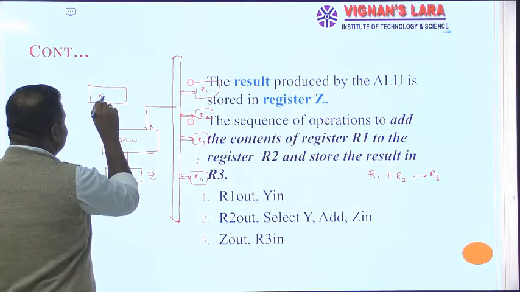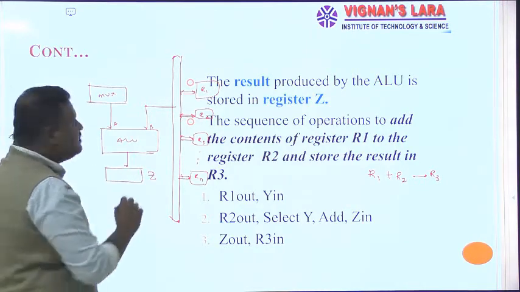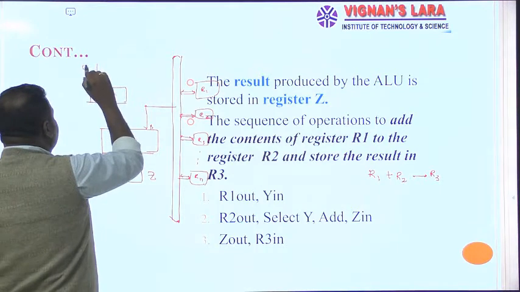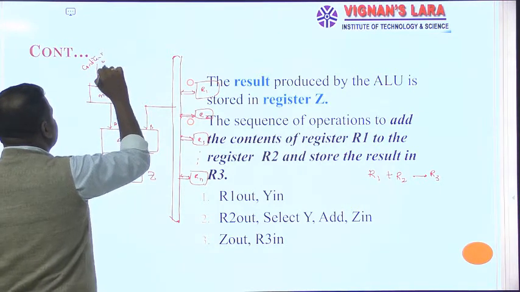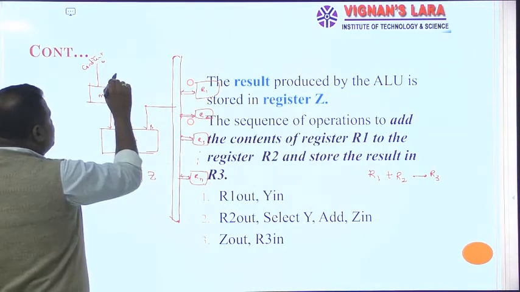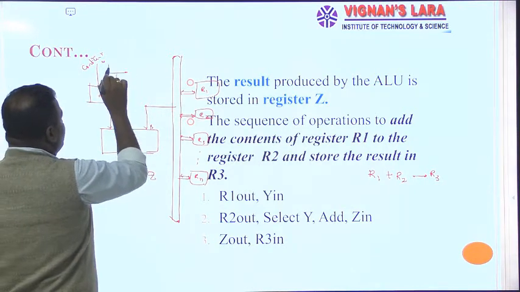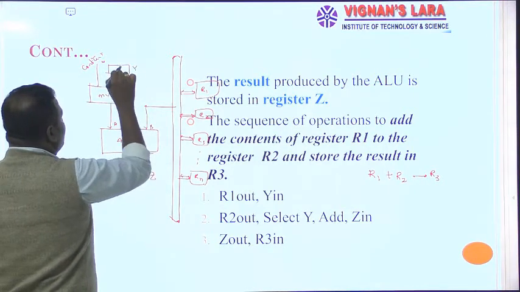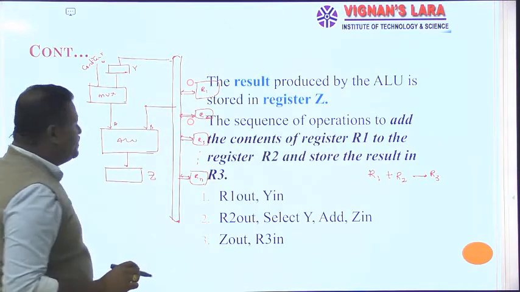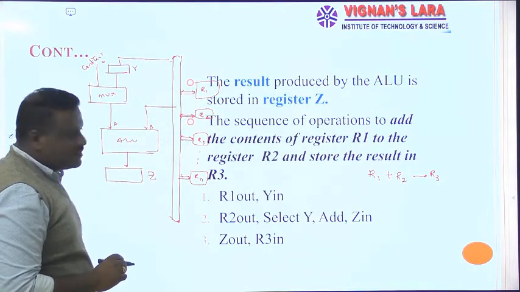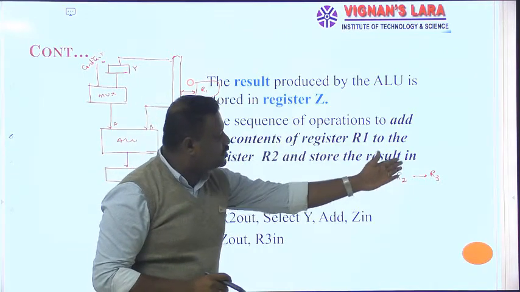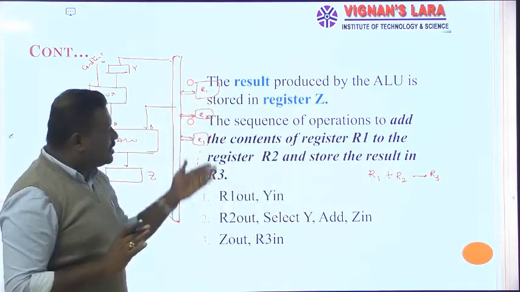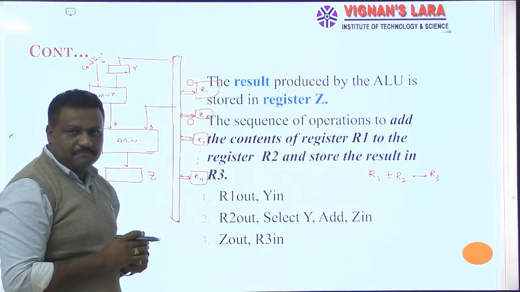This is a mux. One of the inputs for the mux is a constant 4. This is a constant 4. And the second input for this mux is nothing but register Y, and Y is also connected to my internal bus. So in order to do this addition, that is, the content of R1 is added to R2 and the result goes to R3, what is the sequence of operations?